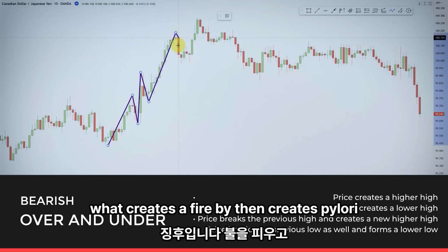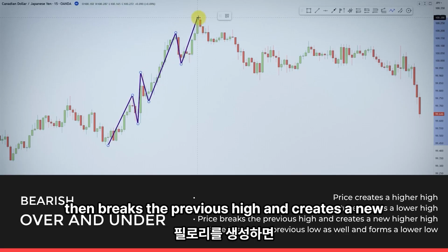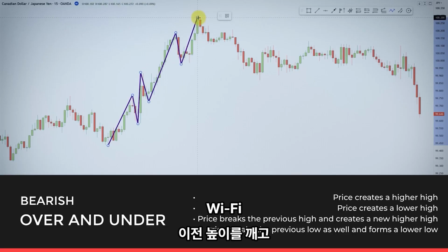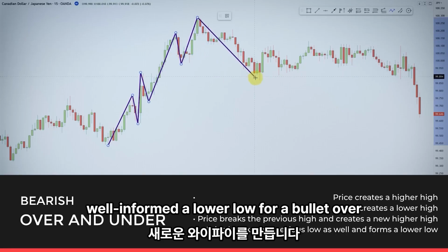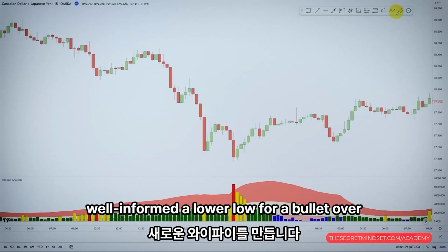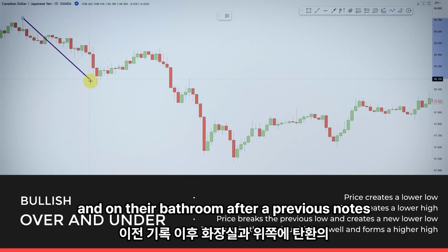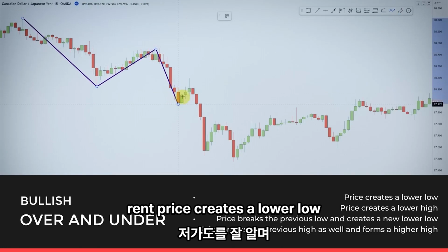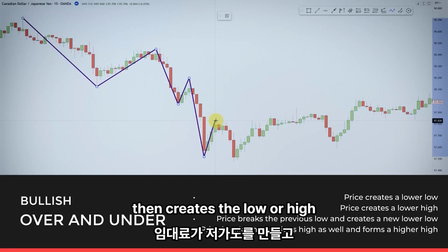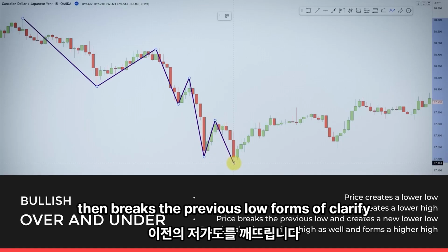Creates a higher high, then creates a lower high, then breaks the previous high and creates a new higher high. Then price breaks the previous low as well and forms a lower low. For a bullish over and under pattern after a previous downtrend, price creates a lower low, then creates a lower high, then breaks the previous low and creates a new lower low, and then price breaks the previous high as well and forms a higher high.